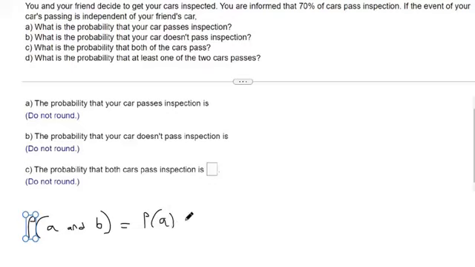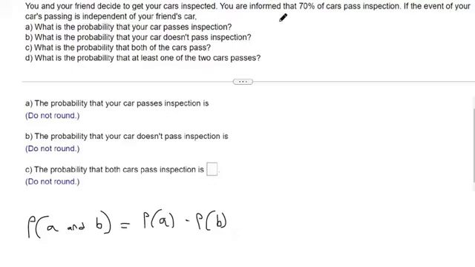Then the probability of the first event times the probability of the second event is equal to the probability of both of them happening. In other words, the probability that both of our cars pass is equal to the probability of our car passing times the probability of their car passing. That only holds if they're independent.